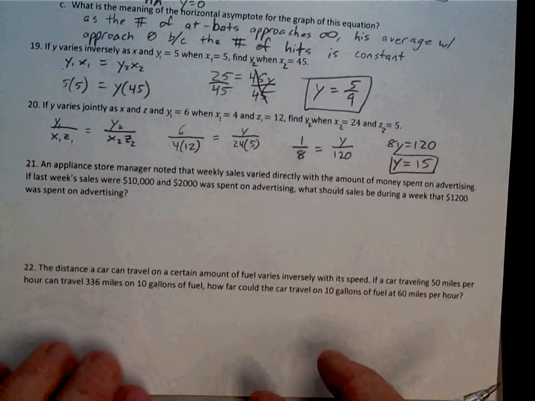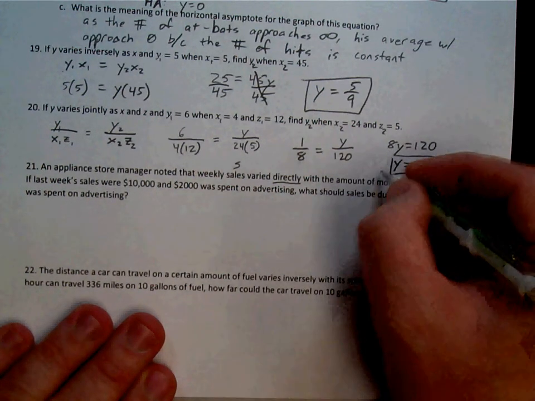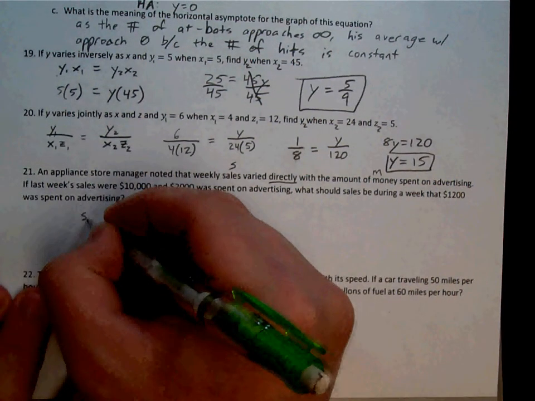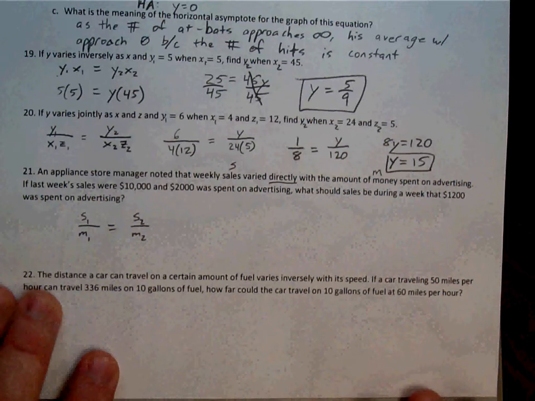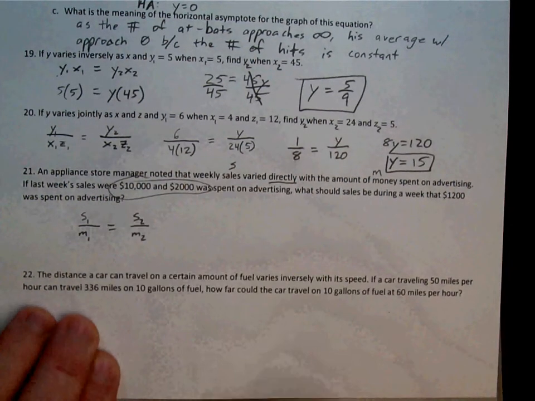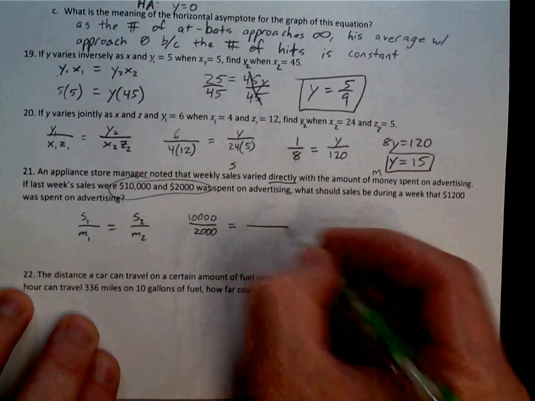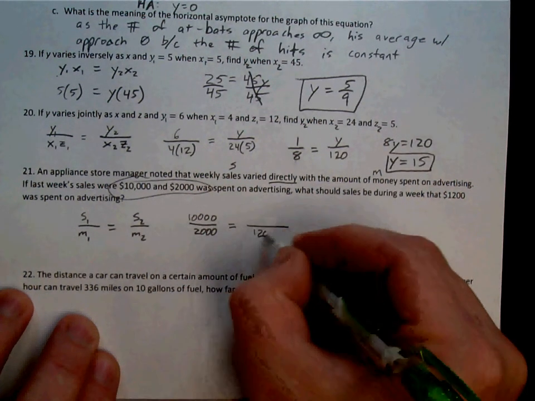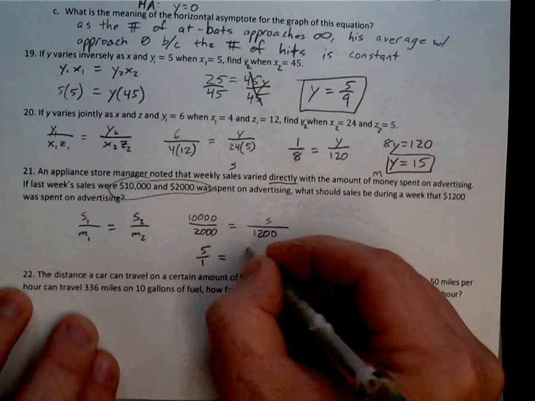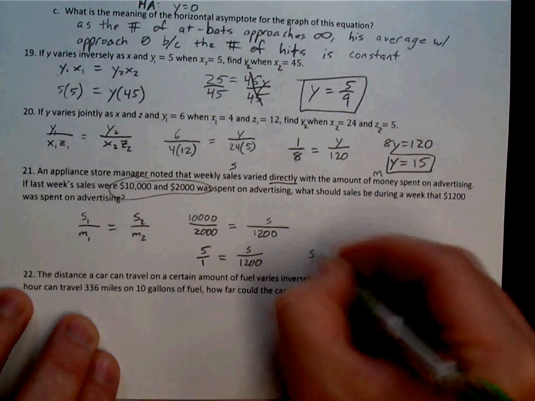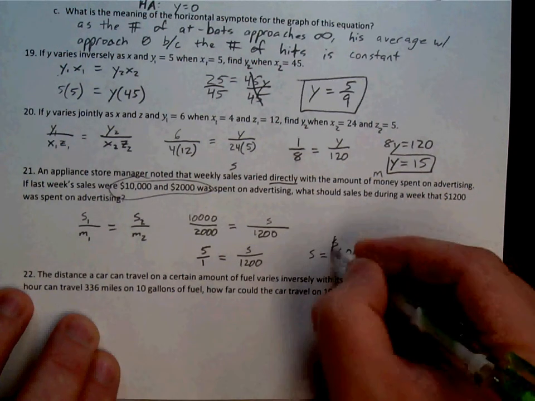Number 21. Sales, I'll call that S, varies directly with the amount of money spent. I'll just say M for money. So it's a direct variation, sales to money spent. S sub 1 over M sub 1 equals S sub 2 over M sub 2, because it was a direct variation. We had 10,000 in sales, 2,000 was the money spent. Here we're spending $1,200, and we're trying to figure out what the sales will be. So 10,000 over 2,000, that's really 5 to 1. Cross multiply: 1,200 times 5 is $6,000 in sales is what they can expect.